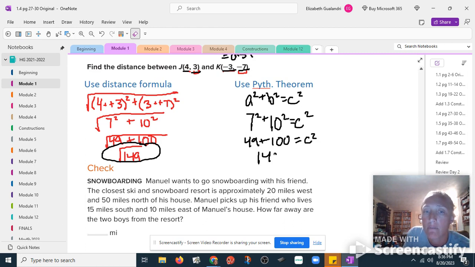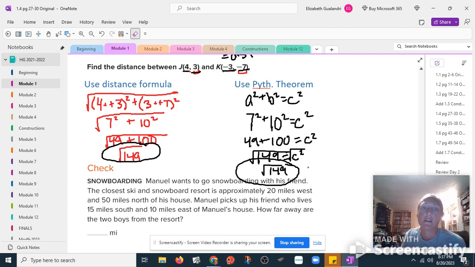Add those together, 149 is equal to c squared, and now I can solve for c by taking a square root, and there's my answer, that c is equal to the square root of 149, and that c represents your distance there. So that's doing the same problem in 2 different ways. You can see how they're very similar to each other and what I did with them to go through those.